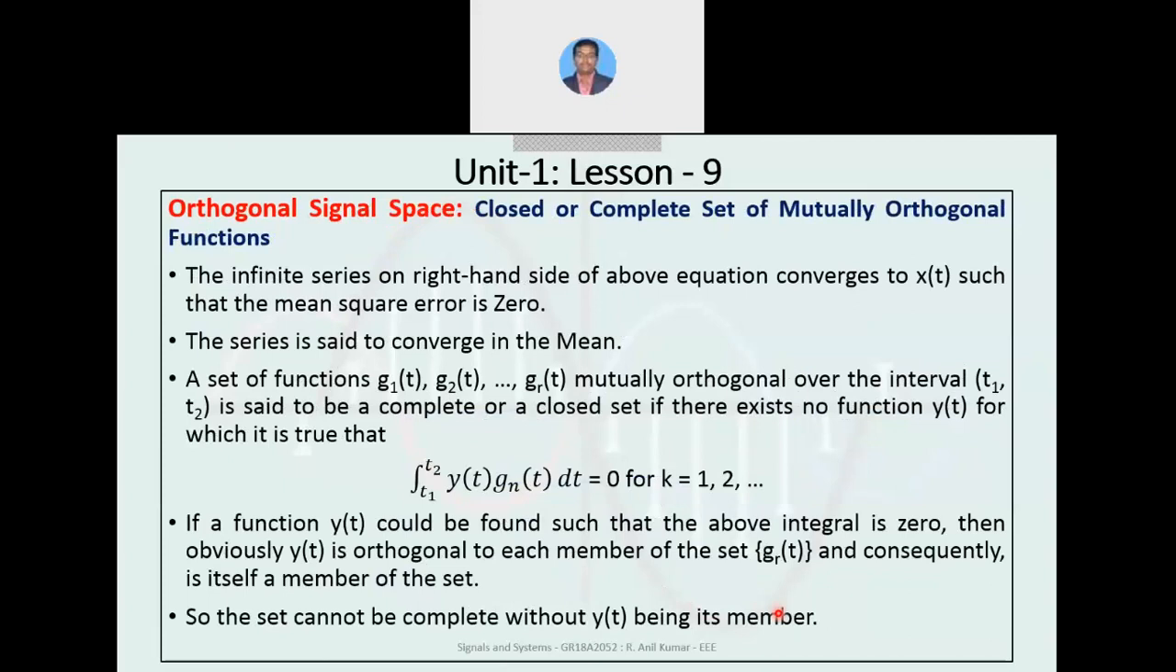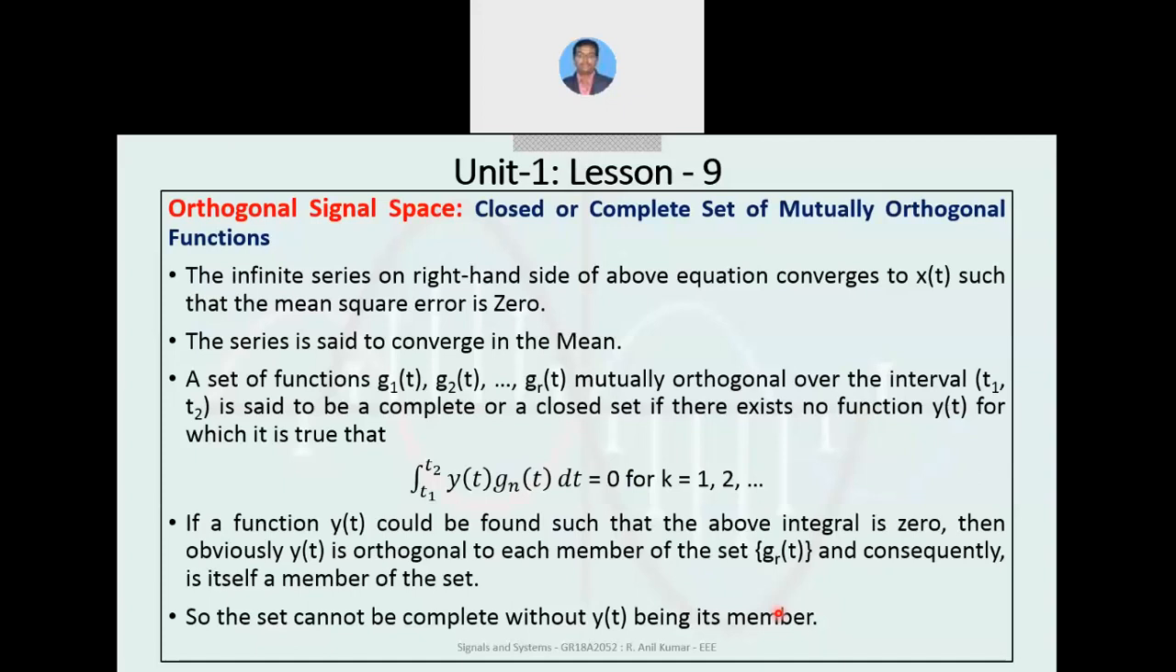Next, a few summary points need to be noted. The infinite series on the right hand side of the above equation converges to x of t such that the mean square error is 0. As already discussed, if we want the epsilon value to be very small, that is 0, an infinite number of signals can be considered. That is, an infinite series can be considered, and this series can be converged, and the convergence is said to be in the mean. So the series is said to converge in the mean.